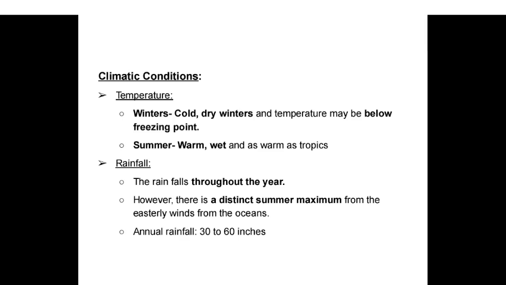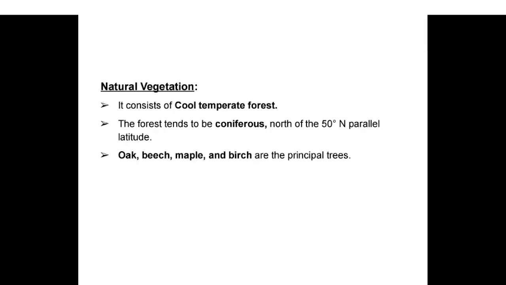Climatic conditions. Temperature. Winters are cold and dry, and temperature may be below freezing point. Summer is warm, wet and as warm as the tropics. Rainfall. The rain falls throughout the year. However, there is a distinct summer maximum from the easterly winds from the oceans. Annual rainfall is 30 to 60 inches.